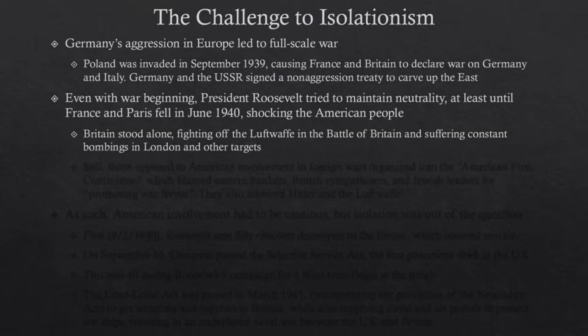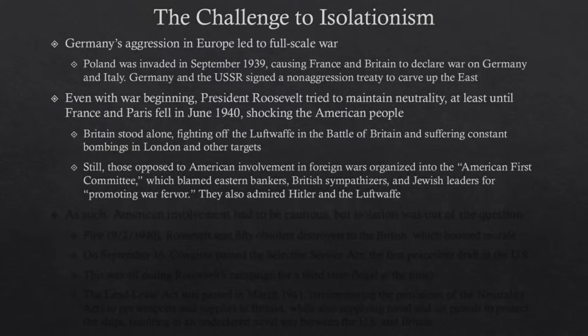So it was Britain by itself fighting off the Luftwaffe in the Battle of Britain, which was like a multi-month-long air war. The Royal Air Force against the Luftwaffe. And then for the next several months, we had the Blitz, which was just constant bombing runs.